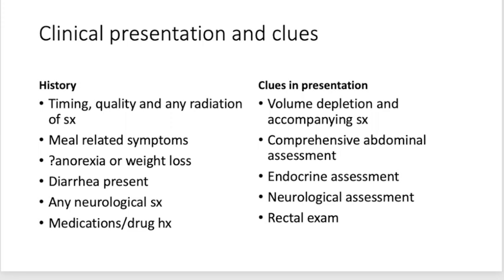Are there any neurological symptoms? What medications and drugs are important? Really, most drugs are able to cause emesis, or are emetogenic. Clues in the presentation: what are those signs and symptoms that would be consistent with volume depletion and associated symptomatology? You must perform a comprehensive abdominal assessment. The location of pain and tenderness does give you a clue to where we're going with the possible differential as well as cause. A neurological assessment and then a rectal exam should be included for your patient.